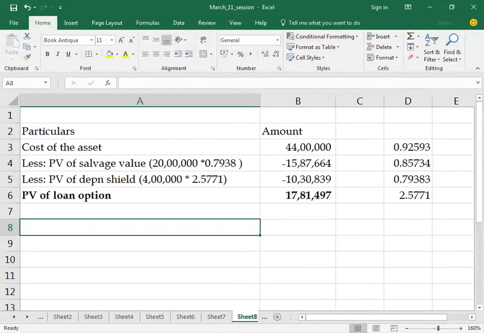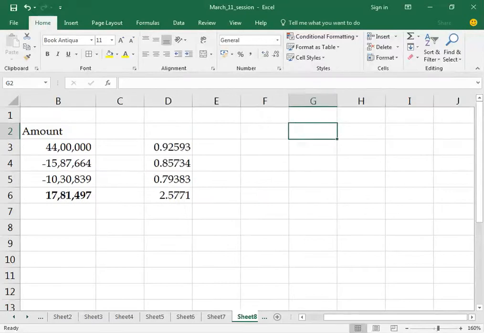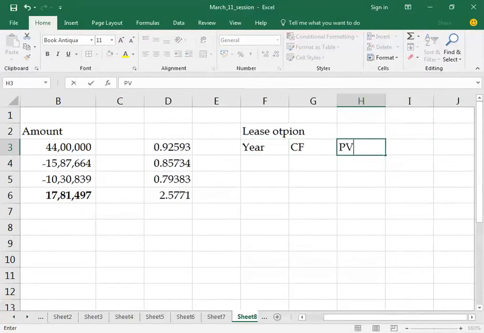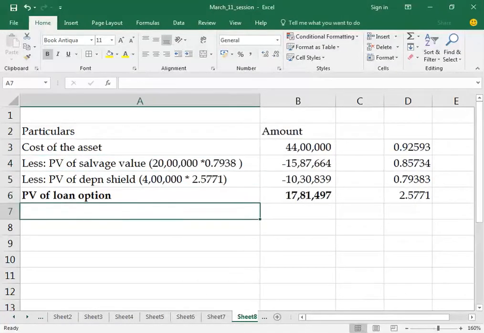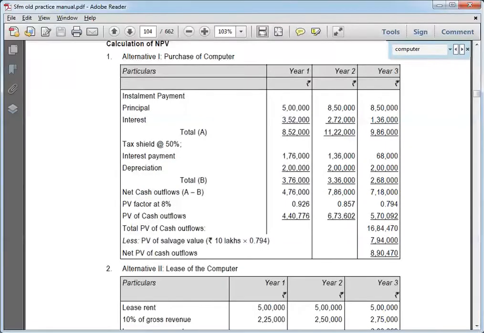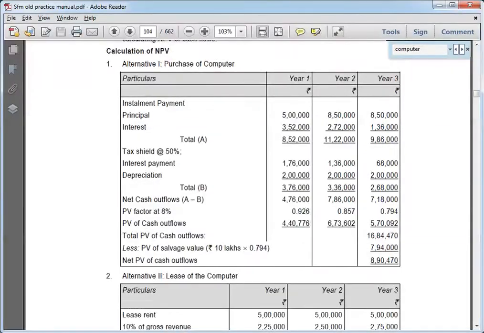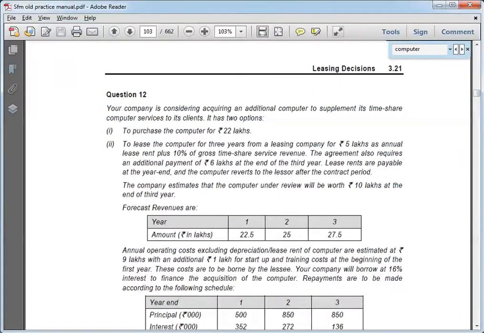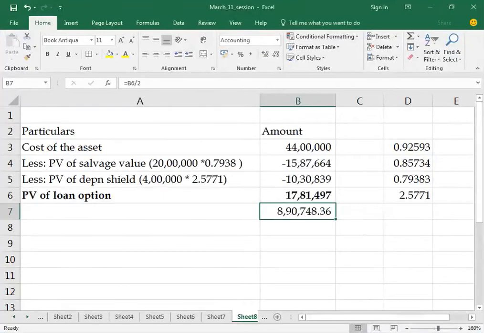This is the loan option, then the lease option. Answer matches, I think. 14 lakh 95 we got. Here they have written only 8 lakh 95. So same, no? Divide by 2. 890 748. Theirs is 890 470. Why do we have to divide by 2? No, the question figures are double. It says purchase the computer for 22 lakhs. The question which we are doing is double of that.